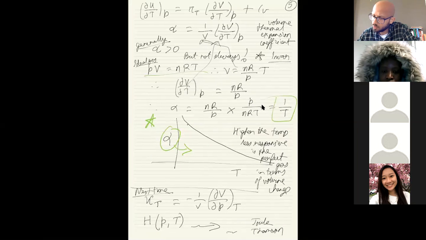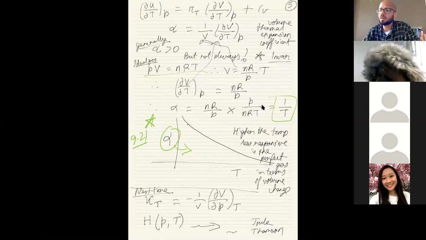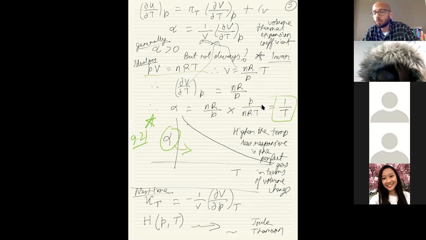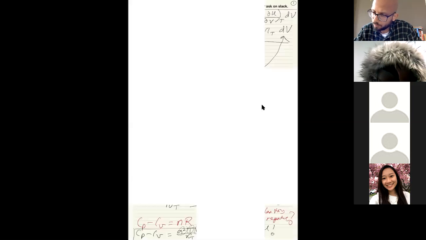Okay, we did a bunch more manipulation with U. So which class is this? This is 921, and you should try to show on your own, without opening notes, that the thermal expansion coefficient for a perfect gas is 1 over temperature. This is a good practice problem to make sure that your engines are running correctly.